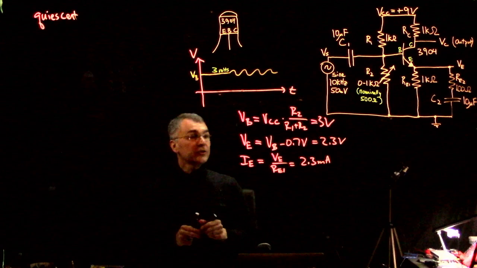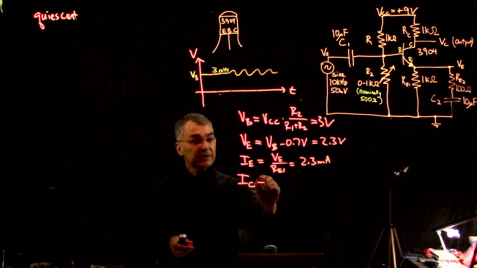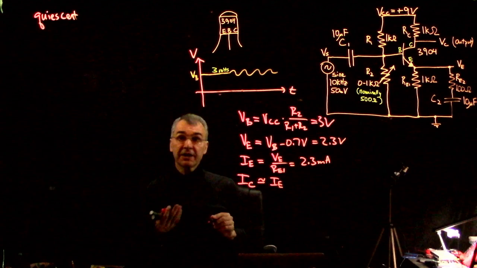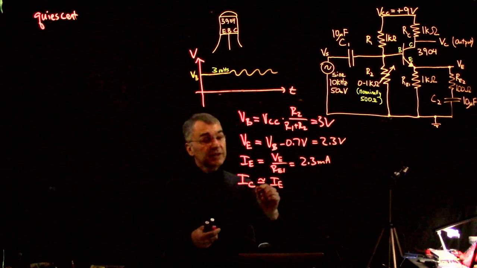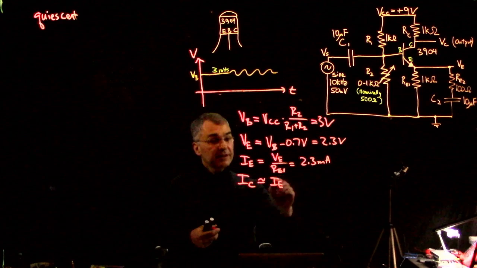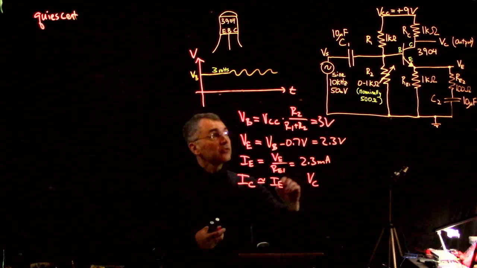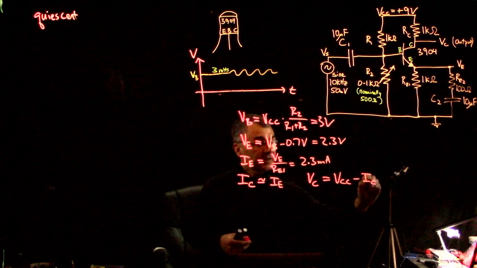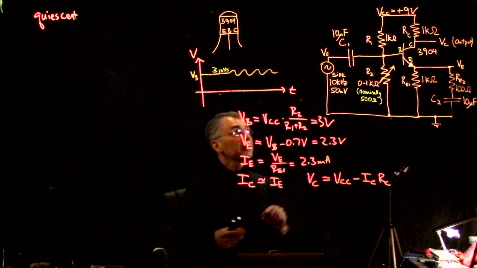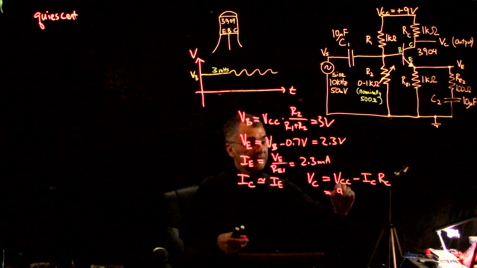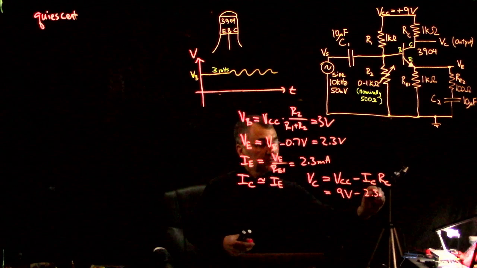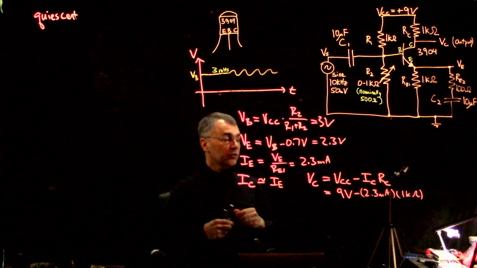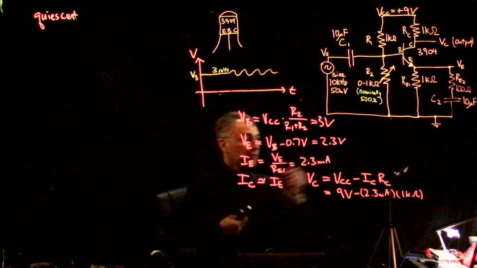So the quiescent collector current is approximately the same as the quiescent emitter current, because the base current is tiny if we're not saturated. The quiescent collector voltage is the power supply voltage VC minus the collector current times the collector resistance. In this case, we have 9 volts minus 2.3 milliamps times 1 kilo ohm. So 9 minus 2.3 is about 6.7 volts.